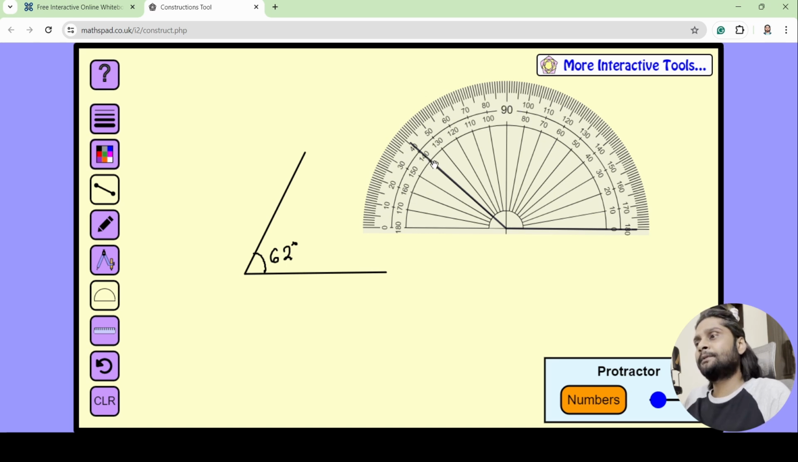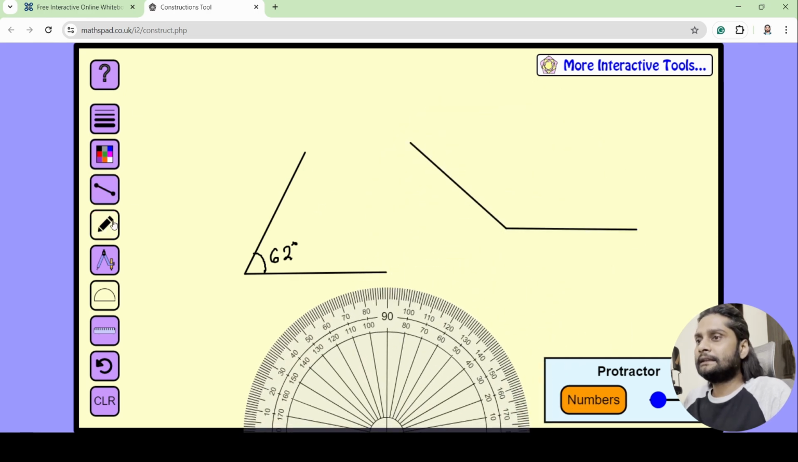So this angle is particularly 140, not 40, because if it's 40, then it would have been an acute angle, and you don't have the acute angle. Acute angle is narrower, obtuse angle is wider. So basically this angle is equal to 140°. So students, this is how we measure an angle.